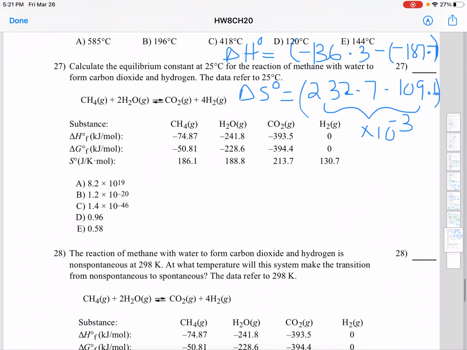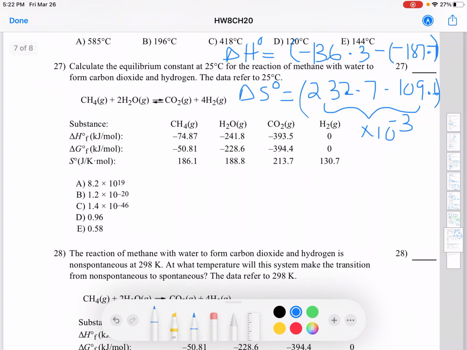Number 27. Calculate the equilibrium constant for this reaction. You are given delta H naught values, delta G naught values, and S naught values for the individual compounds. So again, you have to calculate delta H naught and delta S naught and then the delta G naught to proceed for this reaction also.